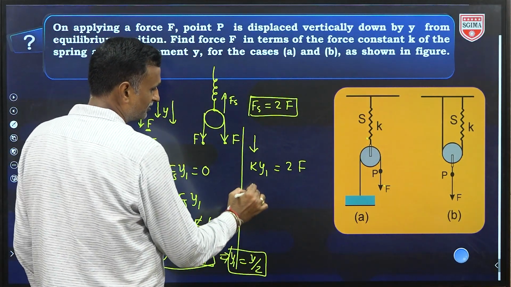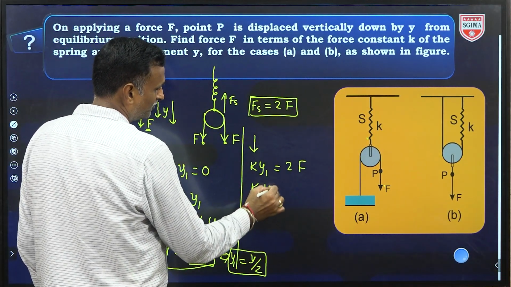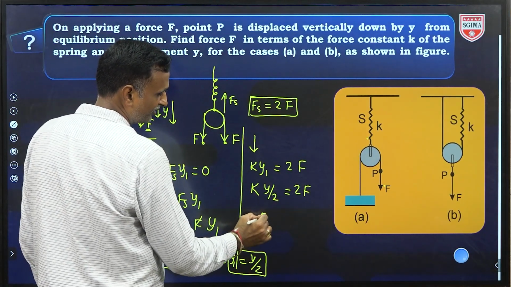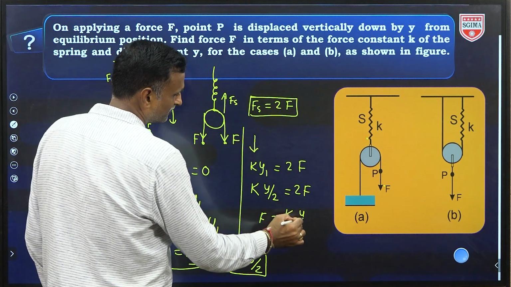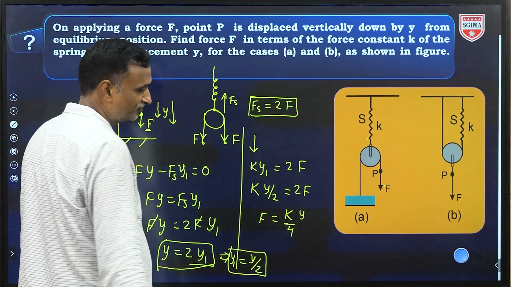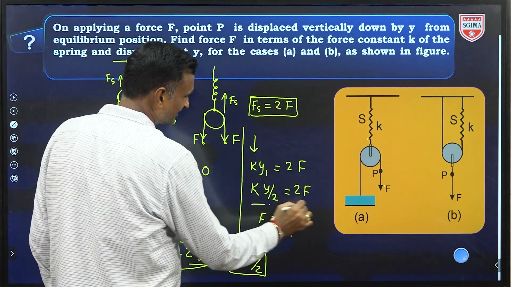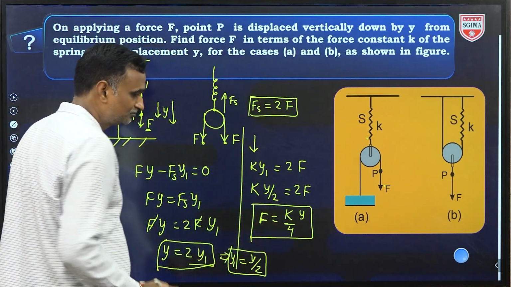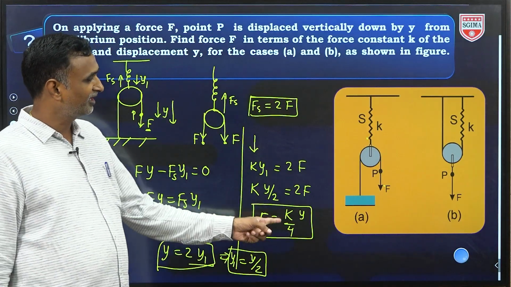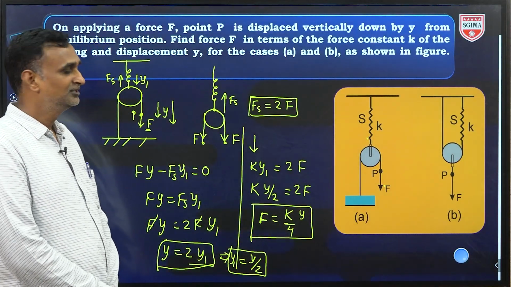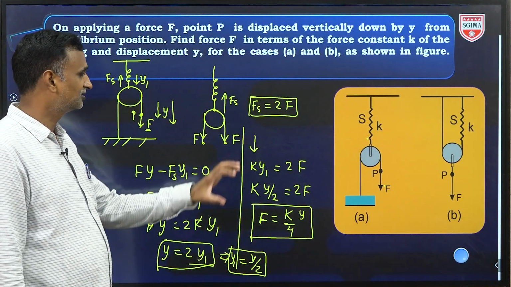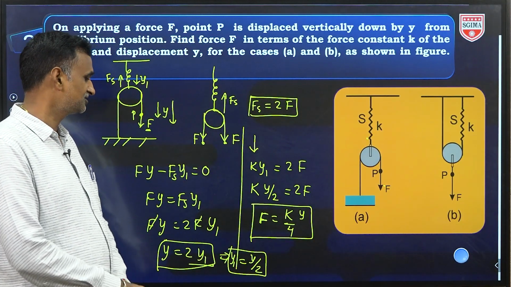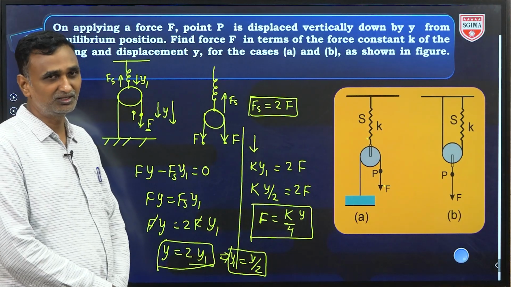So we can put here k into y by 2 equals to 2f, and on simplifying, f equals to k into y by 4, or k by 4 into y. So this is actually the force acting on the point P in terms of k and y. In this way we can solve that by using constraint relation. The major application is the constraint relation we have followed here.